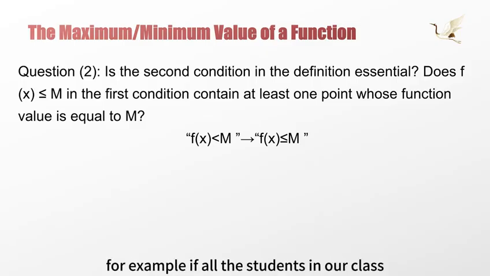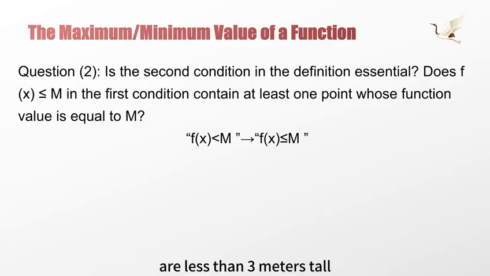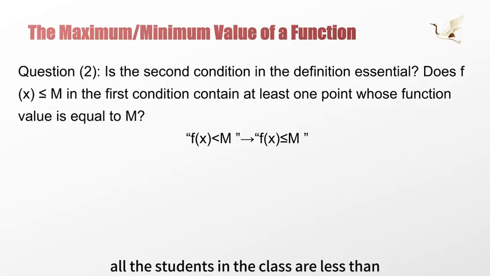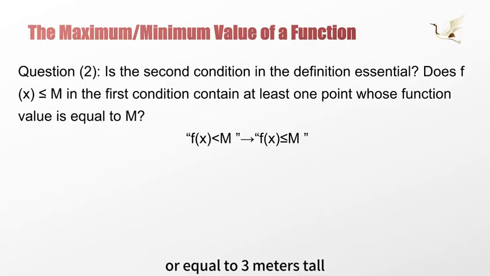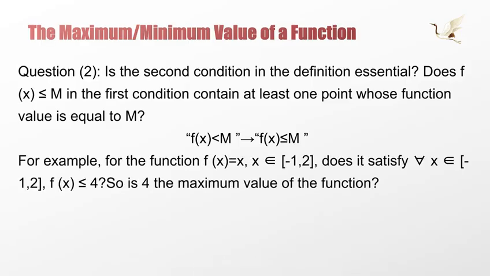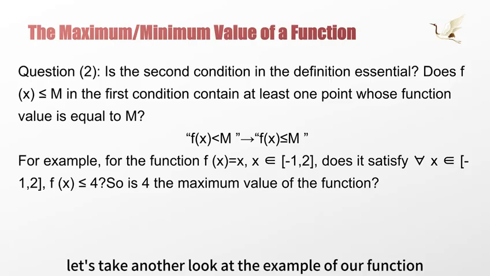For example, if all the students in our class are less than 3 meters tall, can we say that all the students in the class are less than or equal to 3 meters tall? This is possible. It meets the first condition. So, is 3 meters the maximum height for our classmates in the class? Obviously not. Let's take another look at the example of our function.